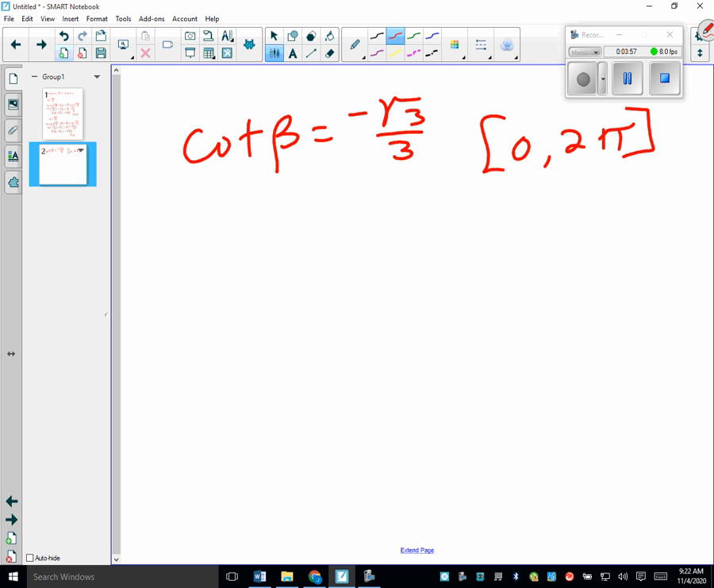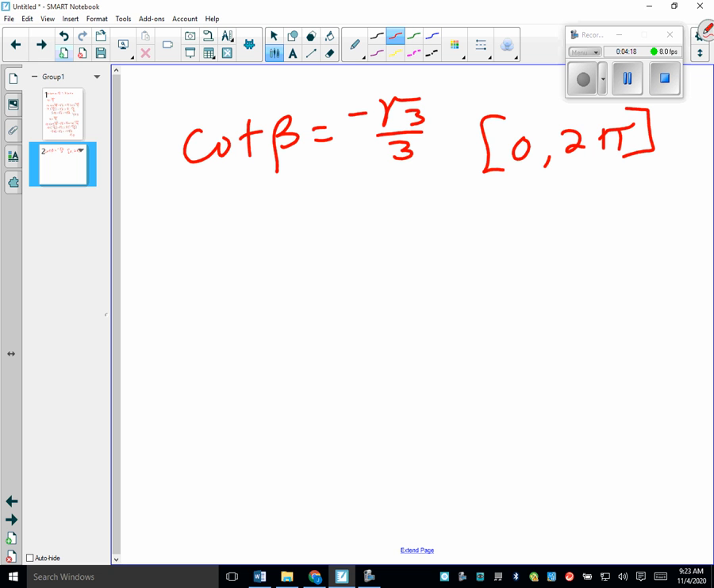Wait, I'm confused. If all x between 0 and 2 pi, that means it just has to be anywhere, all the way around, any quadrant. Lily, where are you confused? What are we doing? That's your problem. I want to find beta.